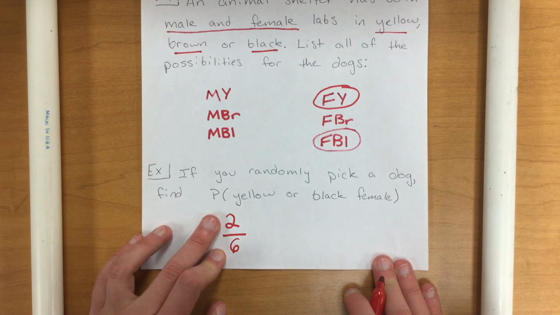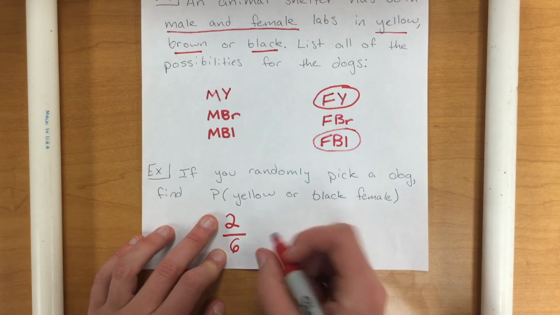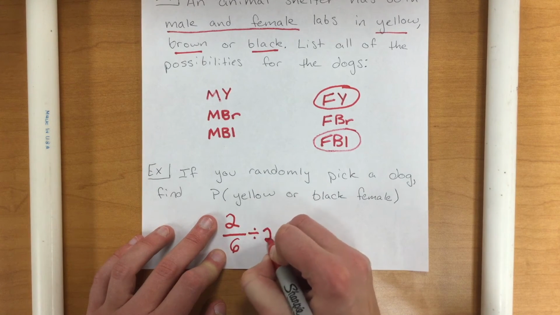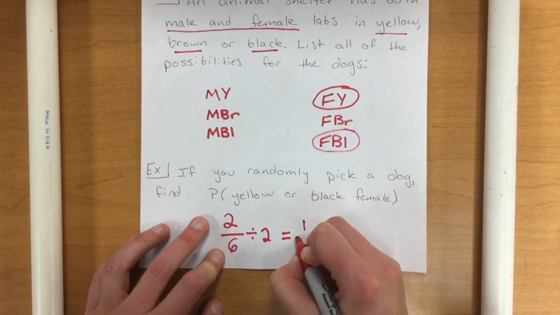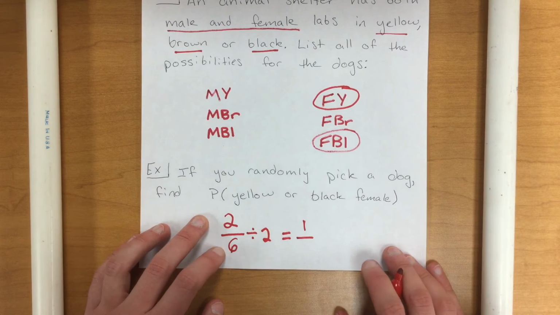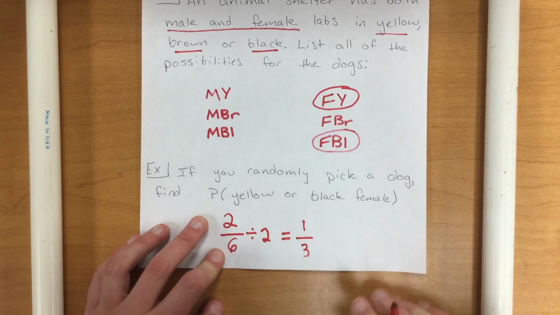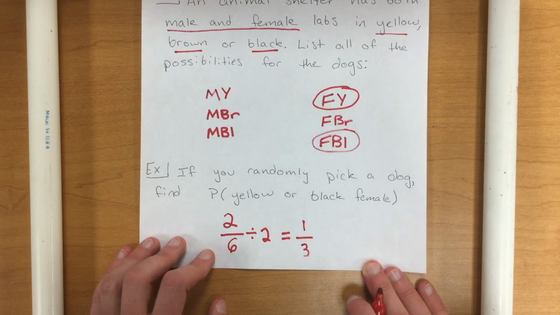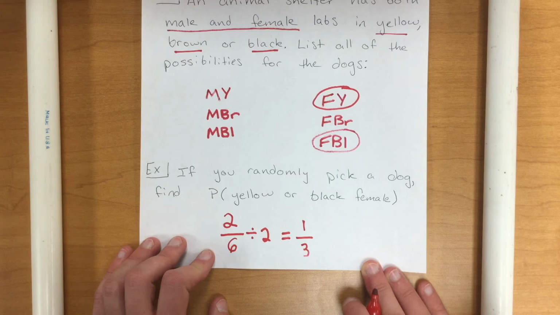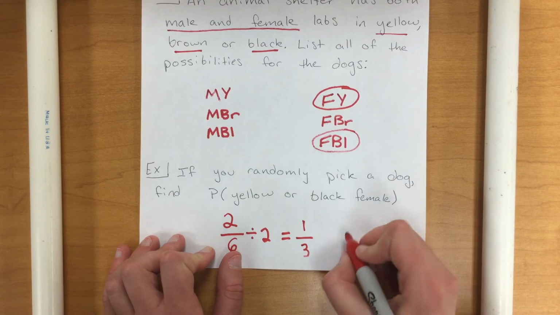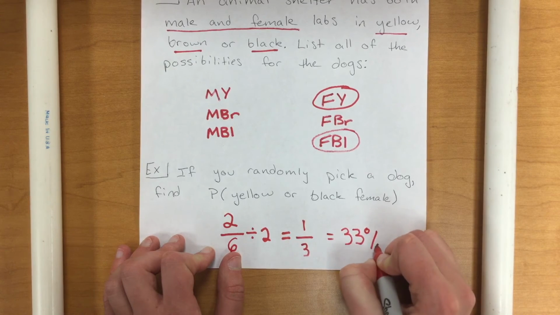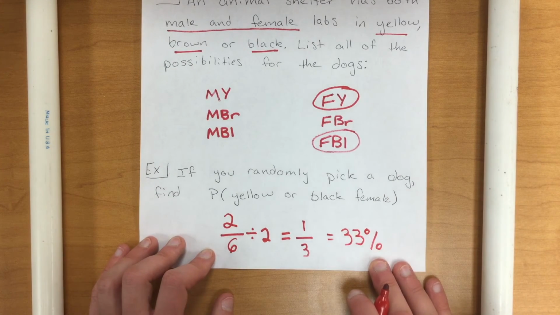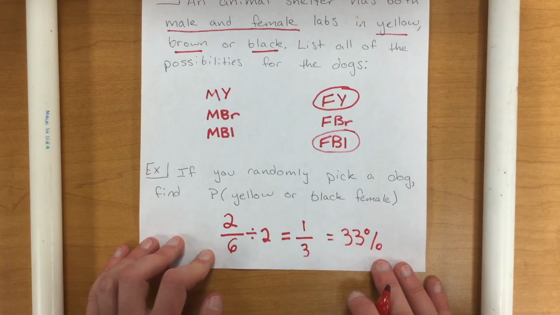Can this be simplified? Yes, we can divide everything by 2. So if we divide the top by 2, what do we get? 1. If we divide the bottom by 2, what do we get? 3. So now our probability is 1/3. What is 1/3 as a percent? 33%. So our probability of getting a yellow or black female is 1/3 or 33%.